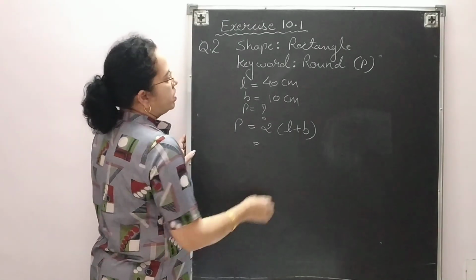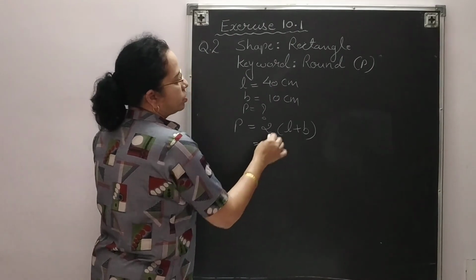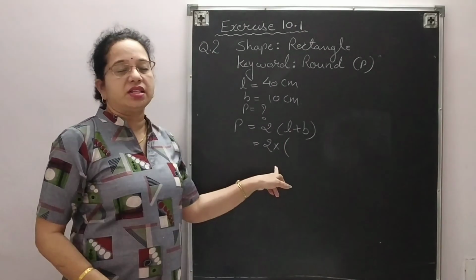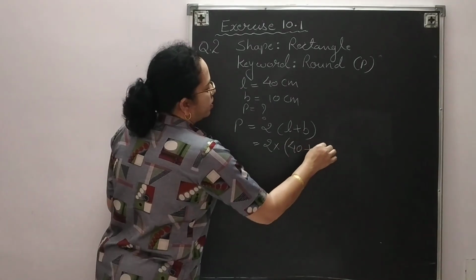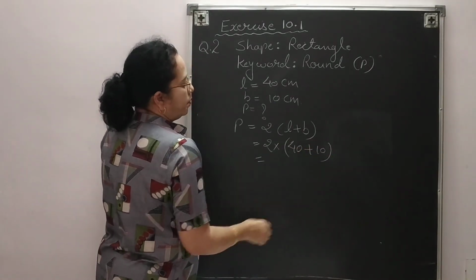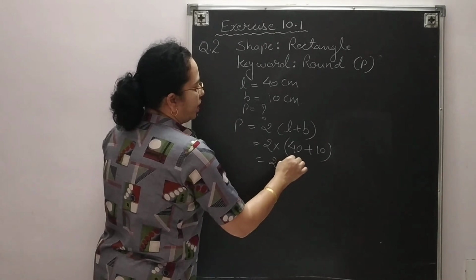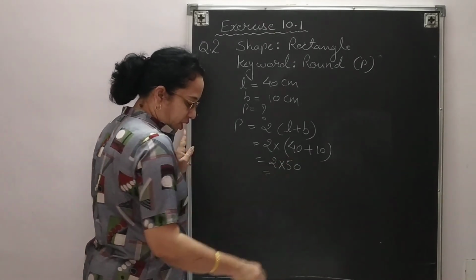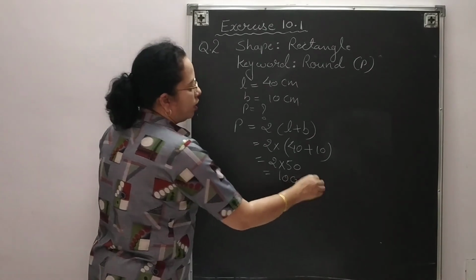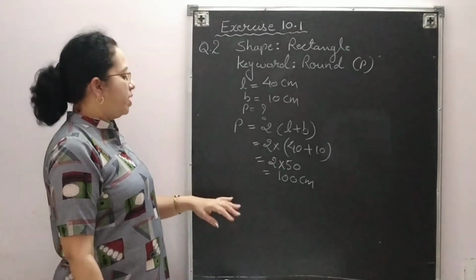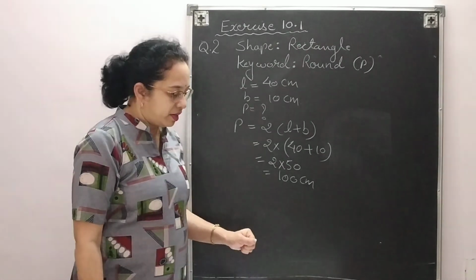Okay. So now we will substitute the values. No sign is there. It means always there is a multiplication sign. Length is given 40 and breadth is given 10. So 40 plus 10 will give you 50 and 2 into 50 will give you 100 and your unit is centimeter. So what will be the perimeter? Perimeter is 100 centimeter.